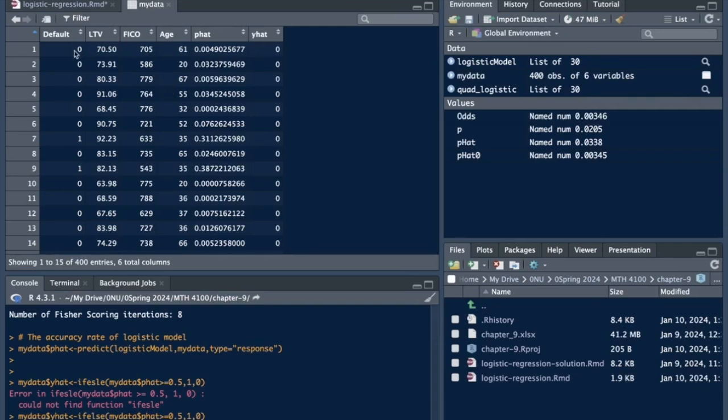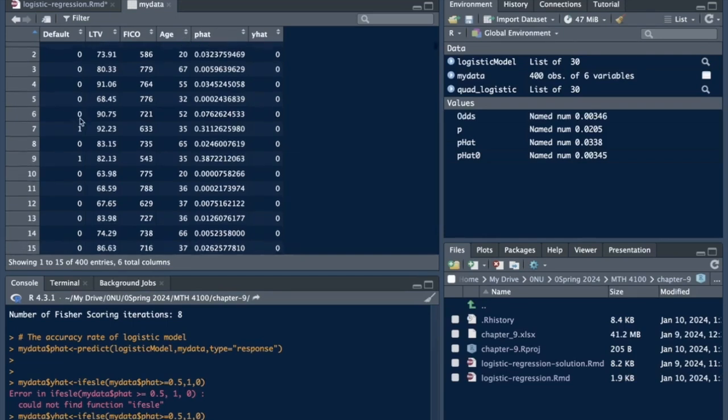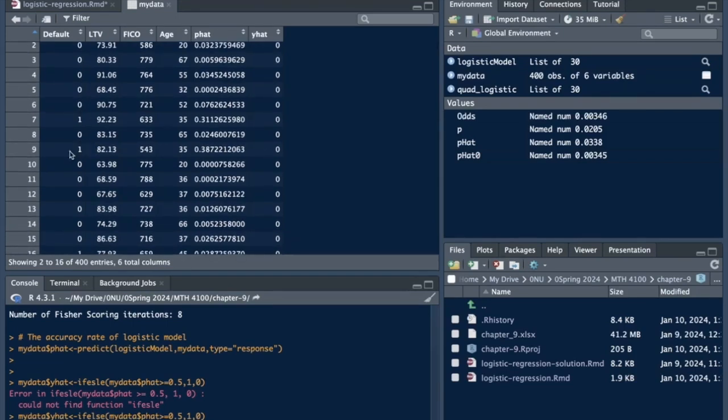Is the first one a correct prediction? Yes. The observed 0, the predicted 0. The second one, is it correct? Yes. Yes. Yes. Yes. No. No. This is no. Number 9.